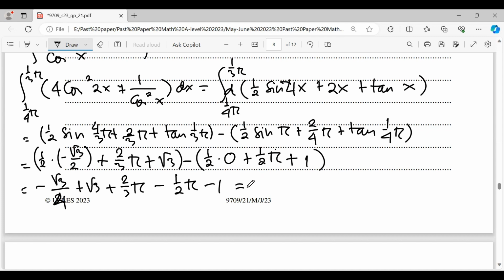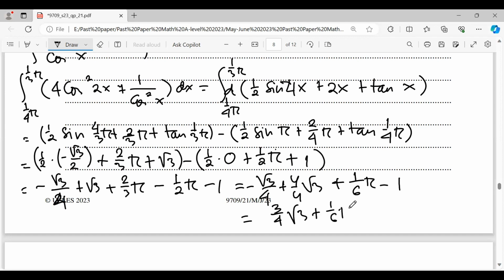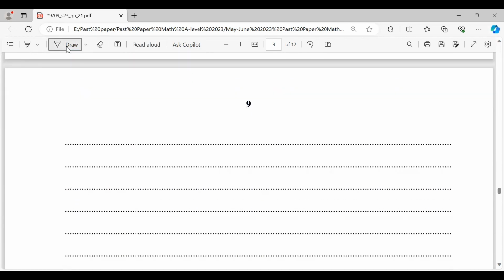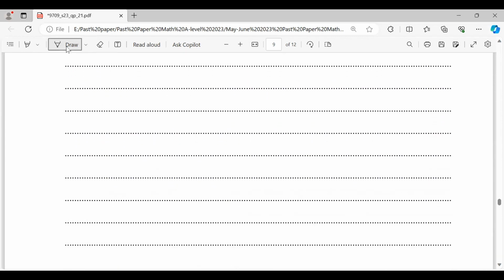So it becomes negative root 3, 4 plus 4 over 4 root 3 plus 4 minus 3, okay, 1 over 6 pi minus 1, or it becomes 3/4 square root 3, not pi, square root 3 plus 1/6 pi minus 1, okay. Oh, more space, okay.